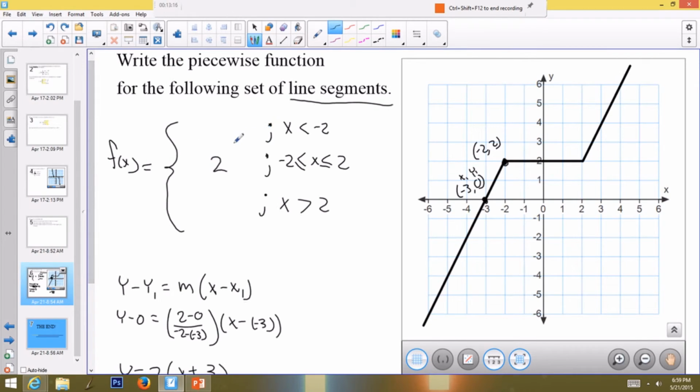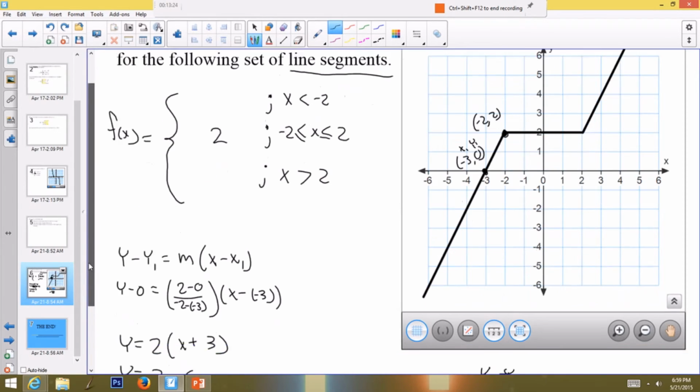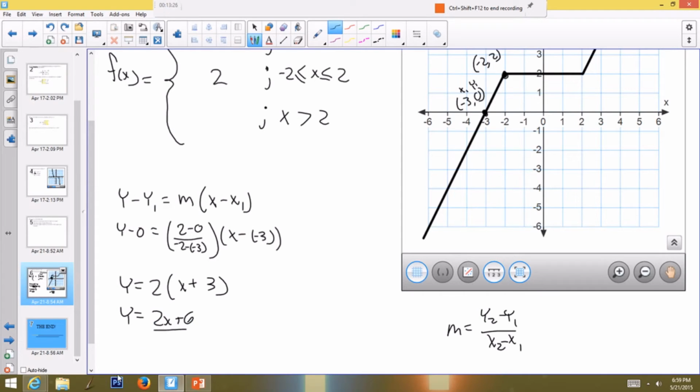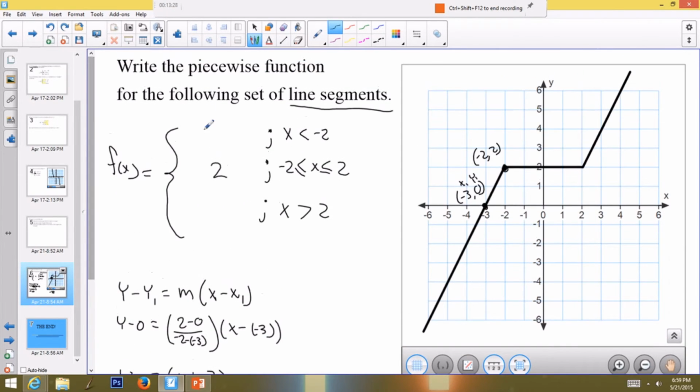So what am I going to put for this subfunction for the piece of the domain that runs from -2 to -infinity? Well, I'm just going to put in this right-hand piece. So it's just going to be 2x plus 6.